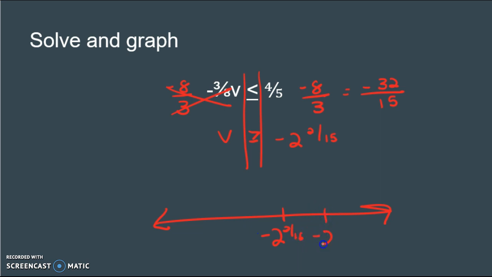Now to graph that one, I'm going to put my negative 2 and 2/15 here. This is going to be negative 2 and 1/15. This is going to be negative 2 and 3/15. Closed dot, and then I'm going to go to the right.